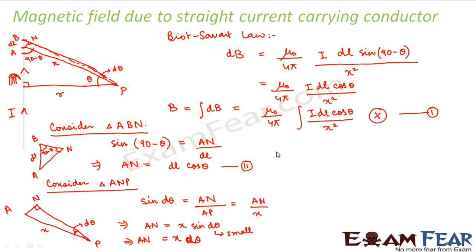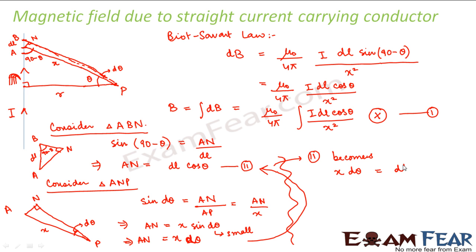What are we going to do now? Let me do it here. Put this value of AN in this equation. Equation 2 becomes, instead of AN, I write X d theta is equal to DL cos theta. So DL cos theta is equal to X d theta. This is what I got from here. This I will put in equation 1. That means in this equation, instead of DL cos theta, I will put X d theta.